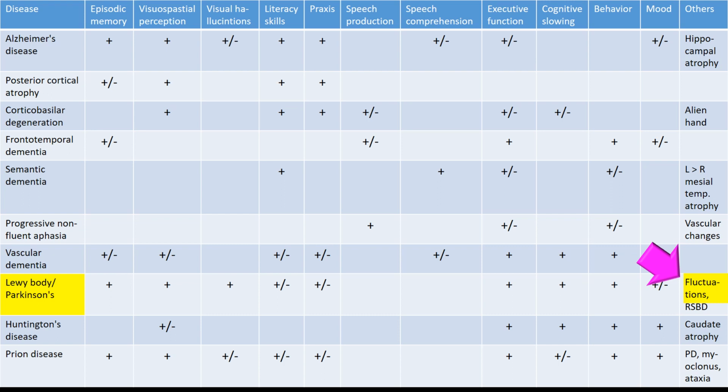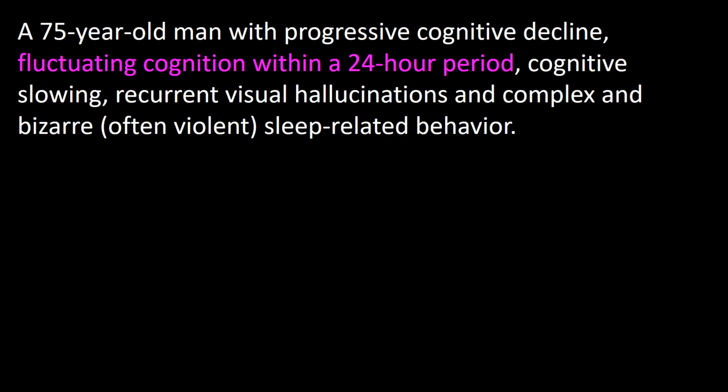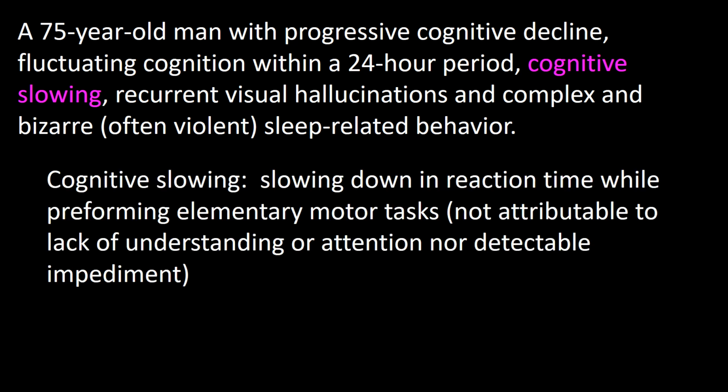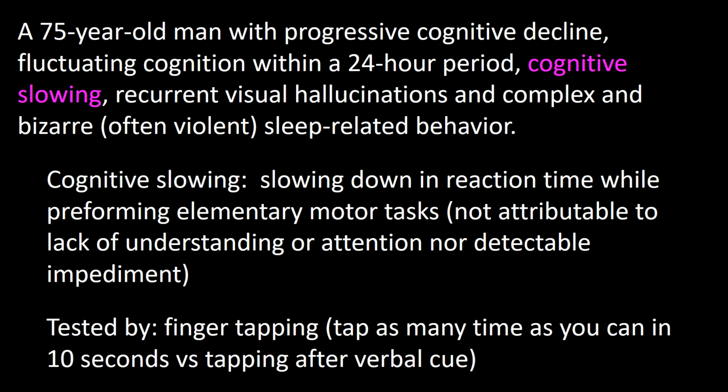Be it as it may, you can see that this chart lists fluctuations as one of the characteristic conditions, a fact that we have already mentioned. So, in addition to fluctuation, the vignette lists cognitive slowing. Cognitive slowing refers to the slowing in reaction time, taking too long to answer a question or to initiate a movement. Cognitive slowing is usually noticed while the patient performs elementary motor tasks. Cognitive slowing is attained by historical information or during physical exam.